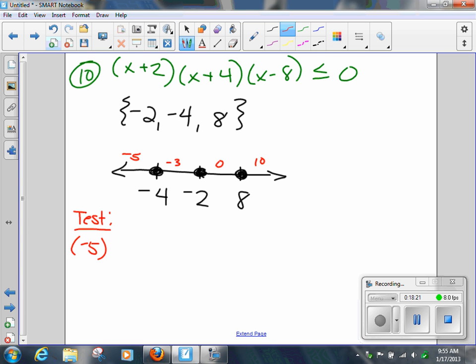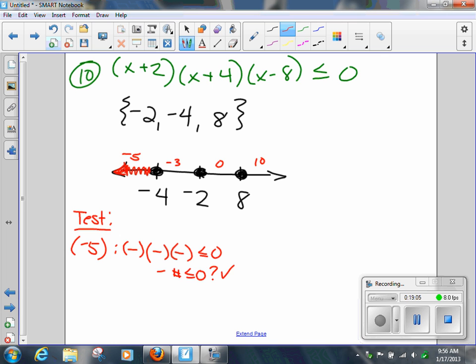So negative 5. All right, let's think about this. Let's not crunch numbers. Let's think about signs. Negative 5 plus 2 is going to be positive or negative? Negative. Negative 5 plus 4 is negative 1, isn't it? Negative 5 minus 8 is negative 13. A negative times a negative times a negative ends up being a negative. Is a negative number less than or equal to 0? Yes. Shade it in. This will save you a little bit of work.